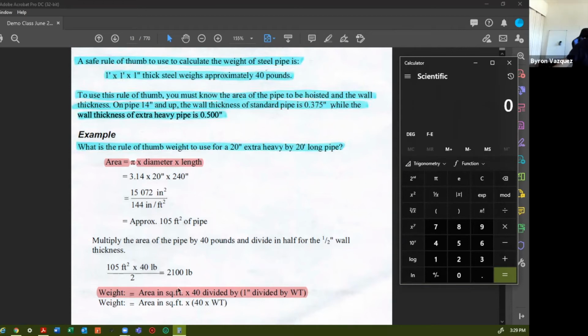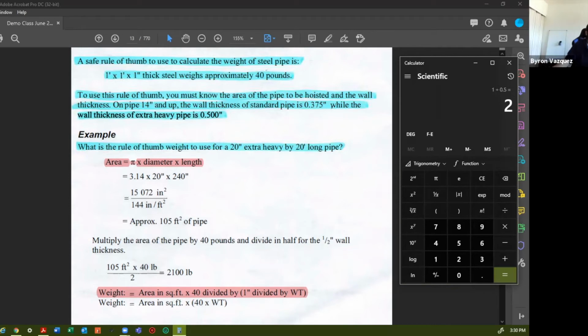So this first formula here: area in square feet times 40 divided by 1 inch divided by wall thickness. Essentially we have our area, which is 105 square feet, and we can use 2 methods. We can multiply by 40 and divide by, in brackets, 1 inch divided by wall thickness, which is how they got that 2. So what I would do is go 1 divided by our wall thickness, and it being a 20-inch over 14-inch, and it being extra heavy, I know it's a 1/2 inch, I'll go divided by 0.5 and get 2. And that's where they got that 2 from. Now that's the long way.